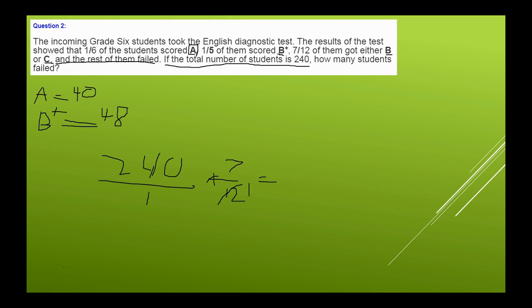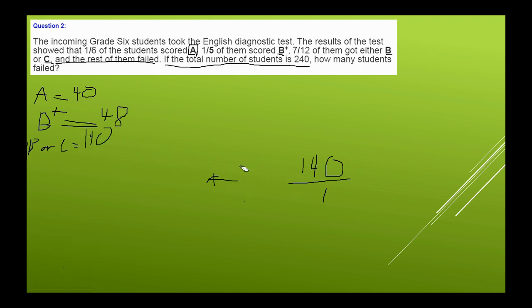So 12 divided by 12 will be 1. 240 divided by 12 will be 20. So it will be a lot easier now to multiply. 140 students either scored B or C.